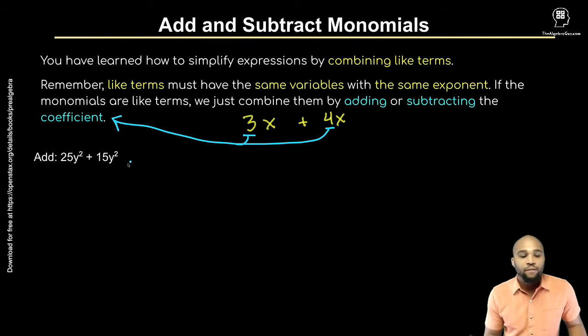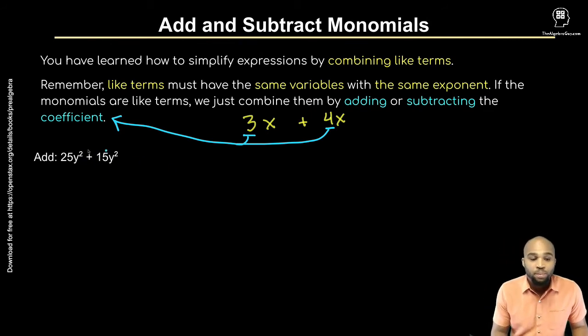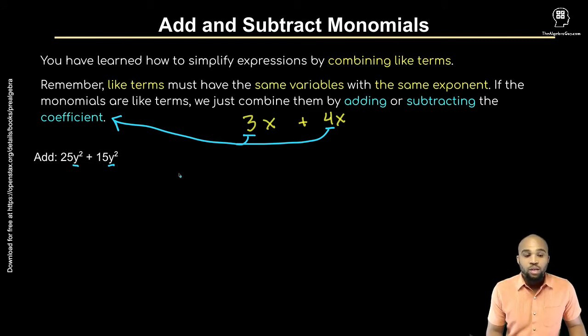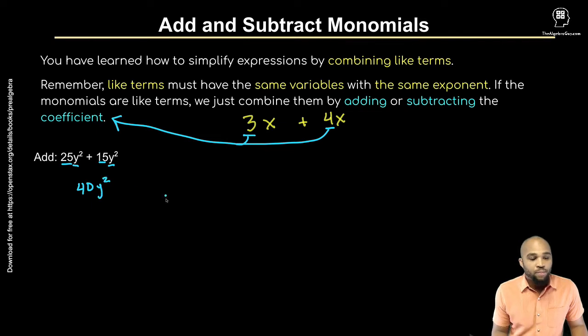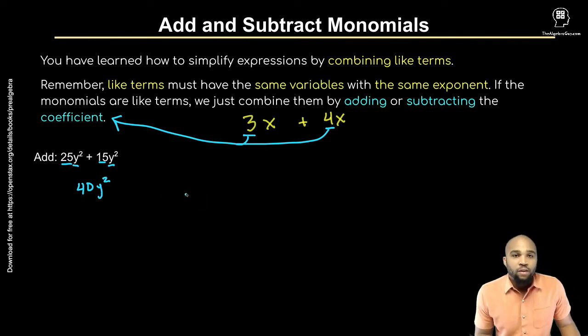We have a variable of y squared. They're both the same. And since they're both exactly the same, we can call these like terms, right? And when I have like terms, in this case, it's calling me to add my coefficients, 25 plus 15. Well, 25 plus 15 gives you 40. So now you can just say 40y squared. Notice I keep my variable the same.